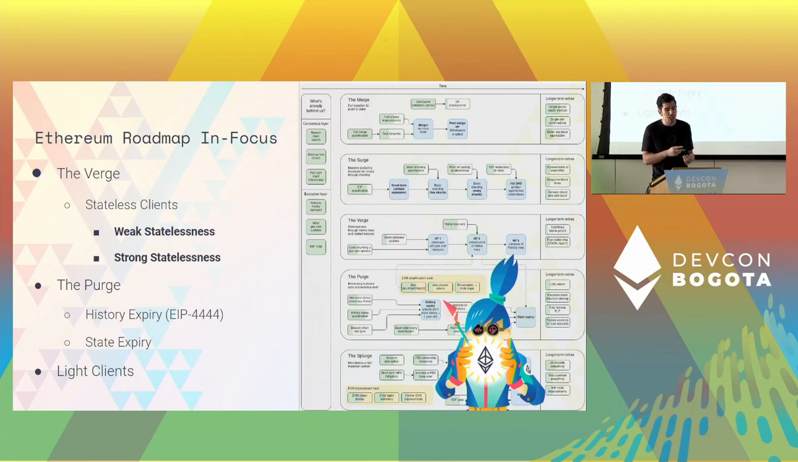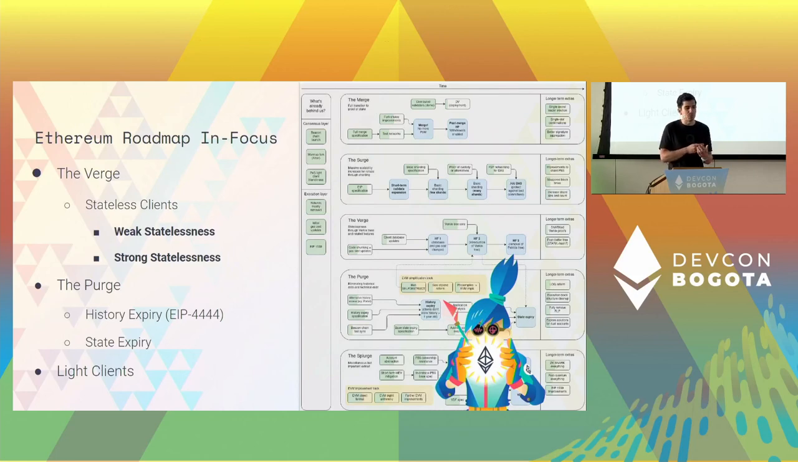The Purge is about history expiry as well as state expiry. EIP-4444 covers the history expiry side of things, which is the idea that after a certain amount of time, in contrast to the way Ethereum works today, full nodes and validators would be allowed to prune historical blocks, basically keeping the storage footprint of these nodes lighter.